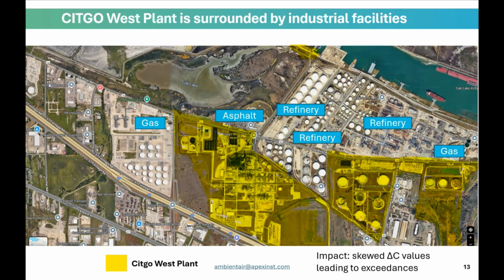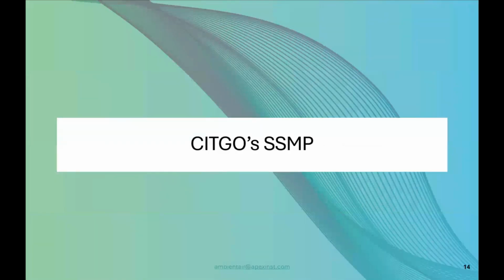However, you can see that due to this lack of separation between facility sites, these facilities are separated by maybe a fence, or definitely a fence, and maybe a small road. They're right on top of each other. It's very hard to implement corrective action for upwind benzene sources outside of the refinery boundary. So this is what led CITGO to develop this SSMP.